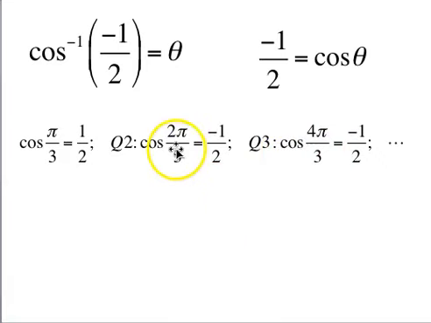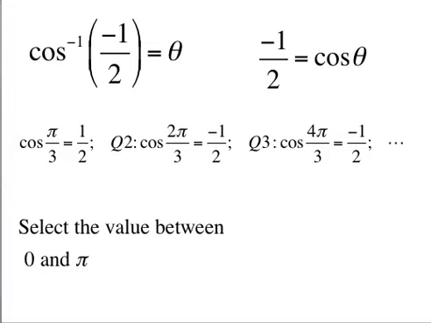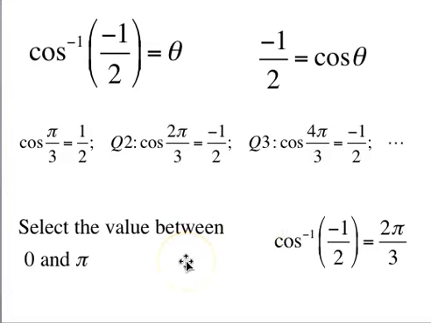So 2 pi over 3 could be a possible theta. 4 pi over 3 could be a possible theta. Of course, I could add 2 pi to this, which would make it, what, 8 pi over 3. But I need to find an answer that is in my range. And for the inverse cosine, the range is from 0 to pi. So is 2 pi over 3 between 0 and pi? I think it is. 4 pi over 3? No. So I want the second quadrant answer. My answer theta here will be 2 pi over 3. So the inverse cosine of negative 1/2 is equal to 2 pi over 3.